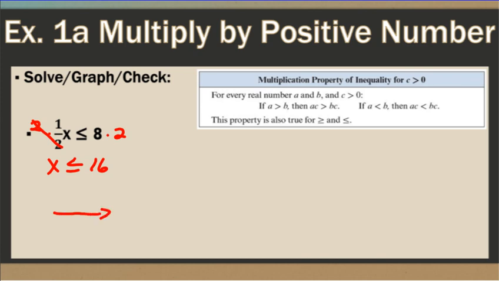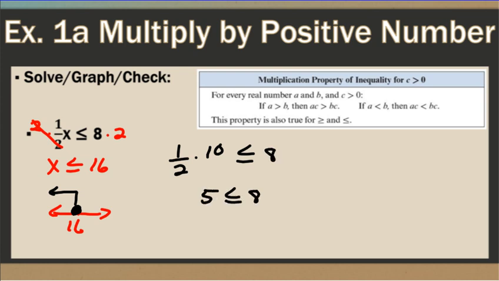Then I can graph it, put a point at 16. I need to use a closed circle because it can equal 16. Less than means it goes to the left. And to check my answer, I need a number less than 16. I will choose 10. So half times 10 has to be less than or equal to 8. Half of 10 is 5. 5 is less than 8, so my answer is correct.